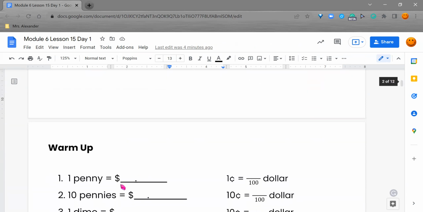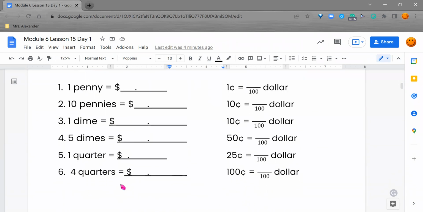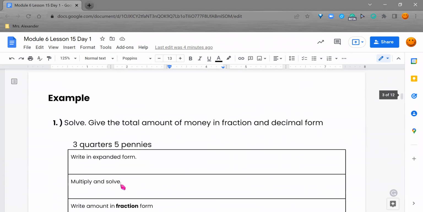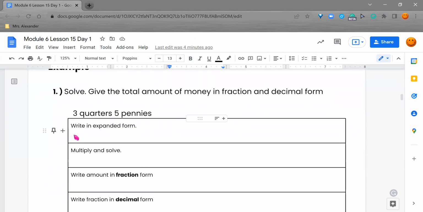Now we're going to go ahead and scroll down. We have a warm-up. You're going to have fun doing this and figuring it out. And then we're going to come down to our example. It says solve, give the total amount of money in fraction and decimal form. So the first thing we're going to do is write an expanded form.